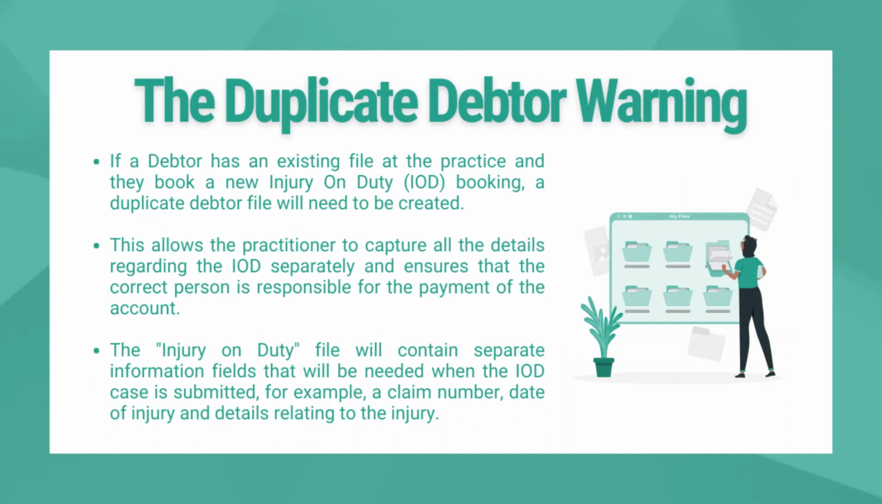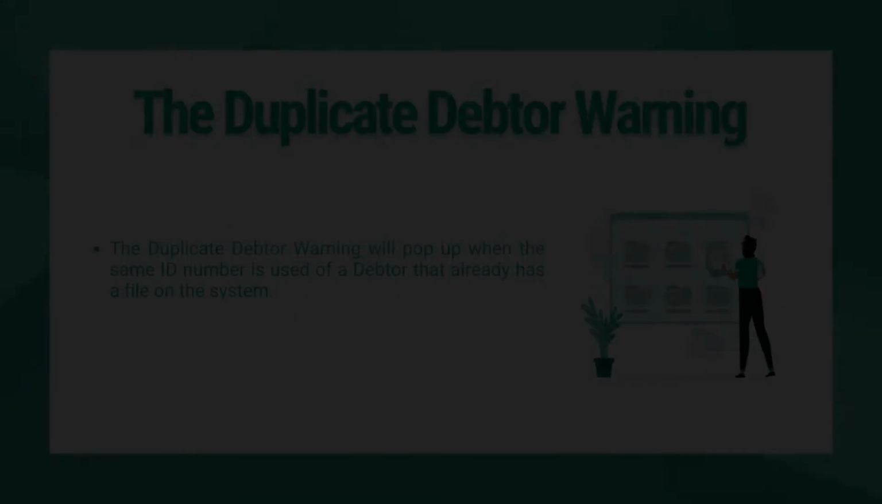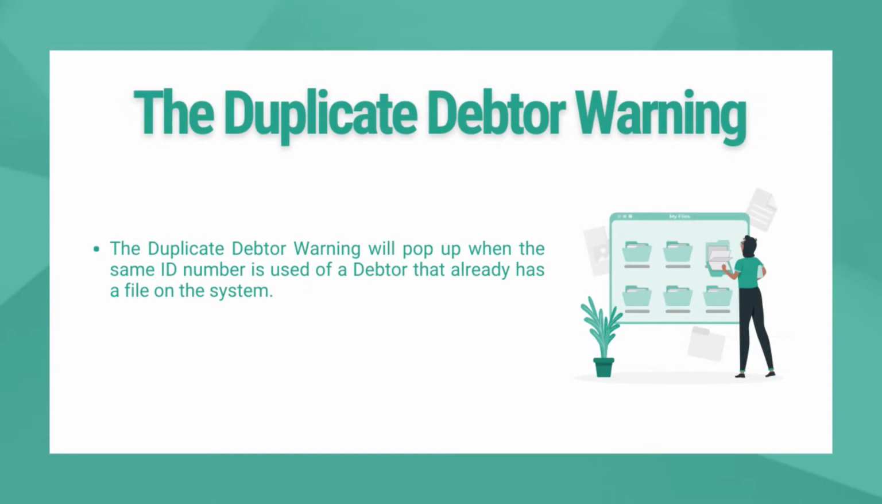The injury on duty file will contain separate information fields that will be needed when an IOD case is submitted. For example, a claim number, date of injury, and details relating to the injury. The duplicate debtor warning will pop up when the same ID number is used of a debtor that already has a file on the system.